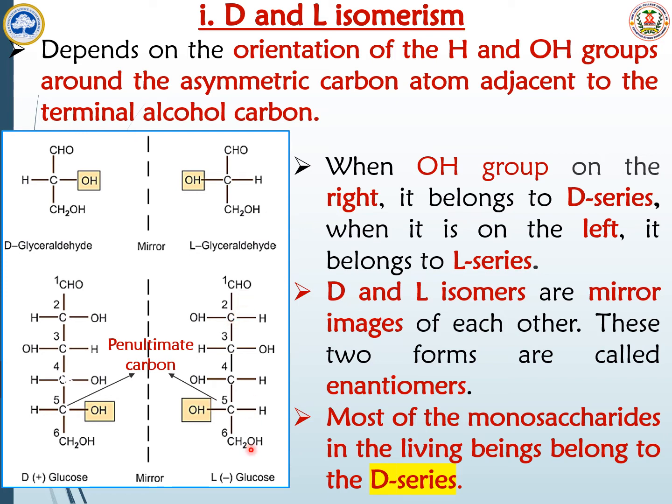So here we have an example, D-glucose and L-glucose, where in D-glucose the OH is seen on the right, whereas in L-glucose the OH is seen on the left side. The D isomer and the L isomer of glucose are mirror images of each other. They are also called enantiomers. Most of the monosaccharides in living beings belong to the D series.